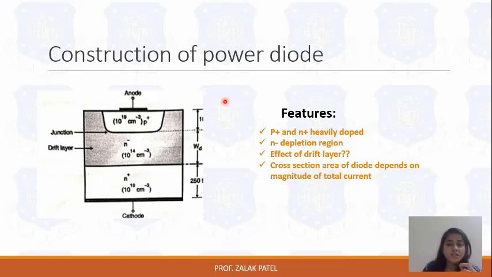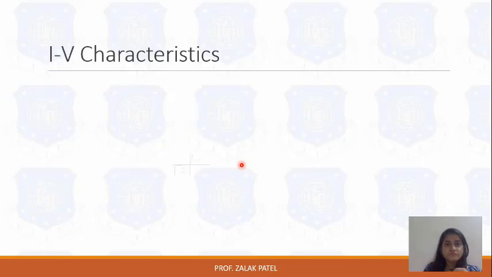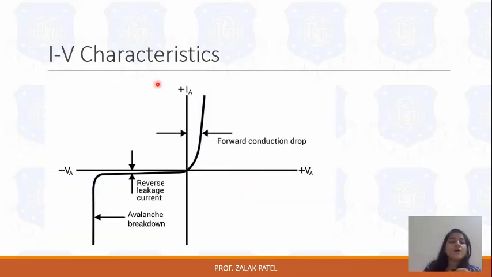Also the cross-section area depends on the total current as well as the magnitude, and we will discuss how this affects the performance. This is about the IV characteristic, the current versus voltage characteristic. Here you can see that as the voltage increases, current increases, but on the reverse bias side, avalanche breakdown will occur.